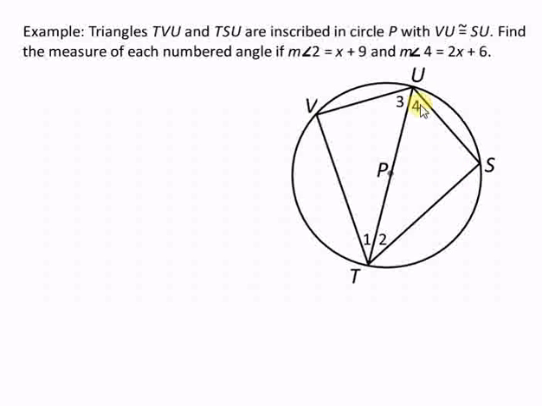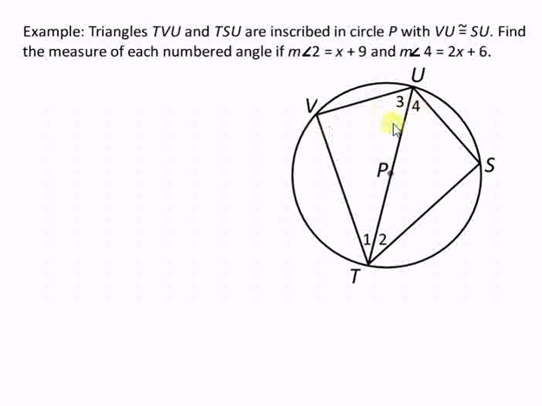They tell us that 2 and 4. Well, 2 and 4 have to add to 90 because all three of these angles add to 180. And since this guy is 90, 2 and 4 also add to 90. They are 3x plus 15, and therefore 3x is equal to 75, so x is 25. Okay, if x is 25, then angle 2 is 36 degrees, angle 4 is 56 degrees.